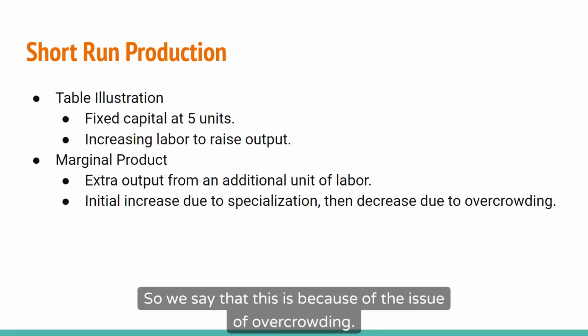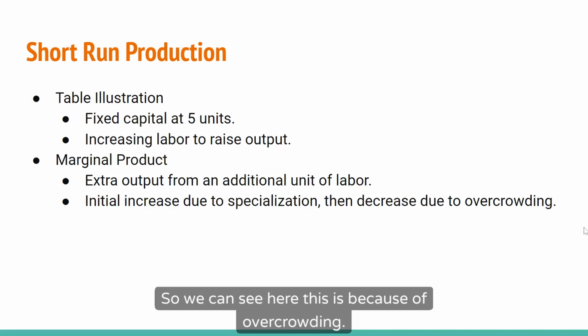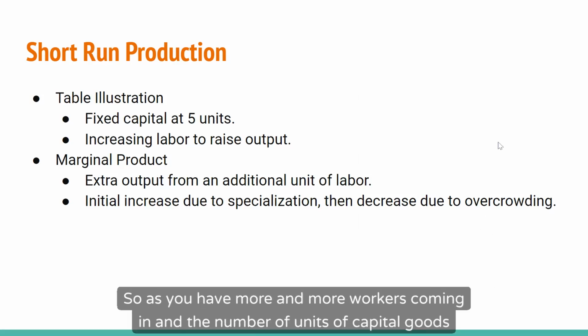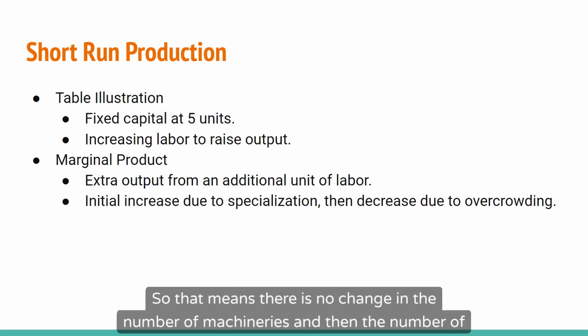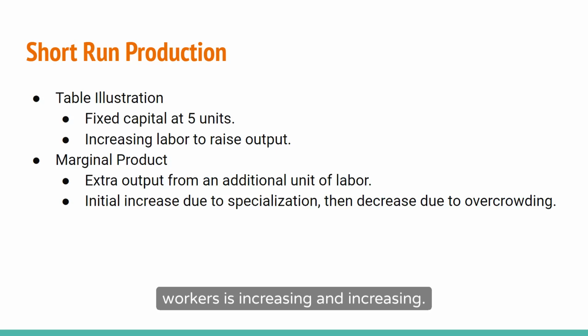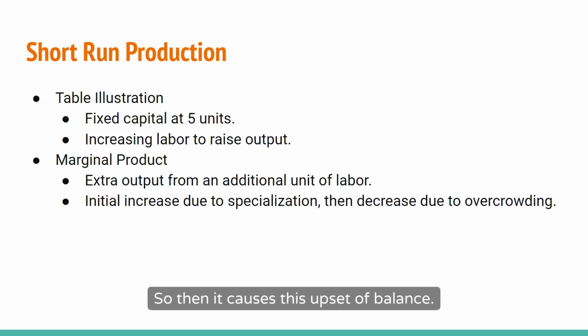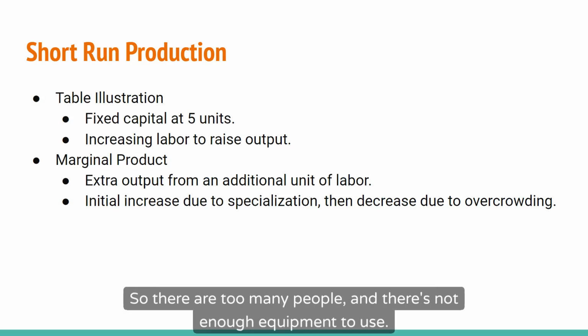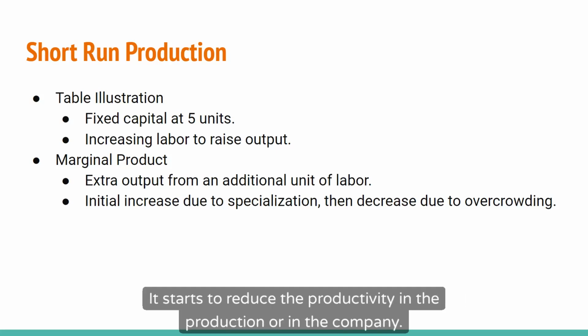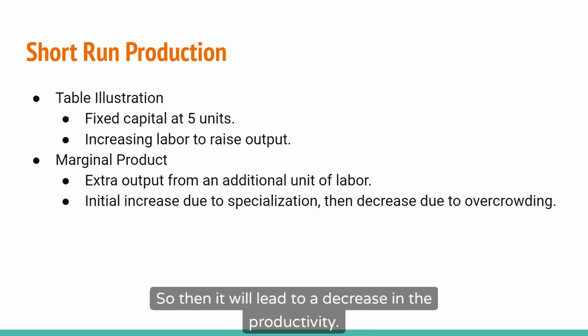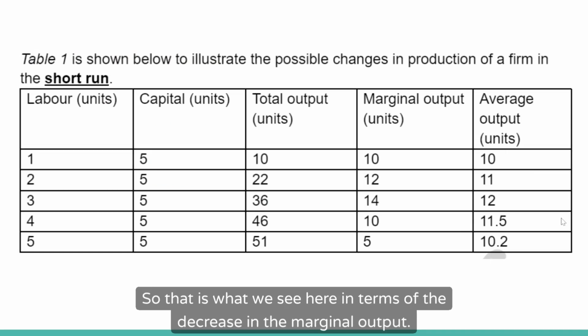So we say that this is because of the issue of overcrowding. So as we have more and more workers coming in, and the number of units of capital goods remains the same. So that means there is no change in the number of machineries, and then the number of workers is increasing and increasing. There are too many workers relative to the number of machines, right? So then it causes this upset of balance. There are too many people and there's not enough equipment to use. It starts to reduce the productivity in the company. So then it will lead to a decrease in the productivity. So that is what we see here in terms of the decrease in the marginal output.